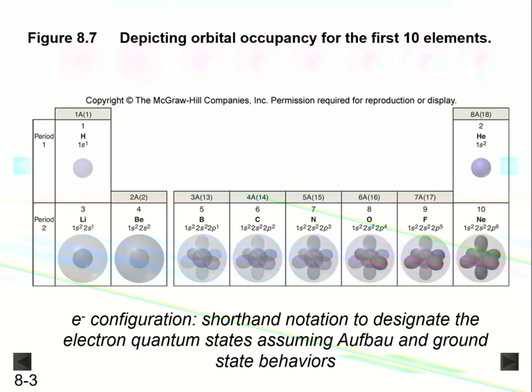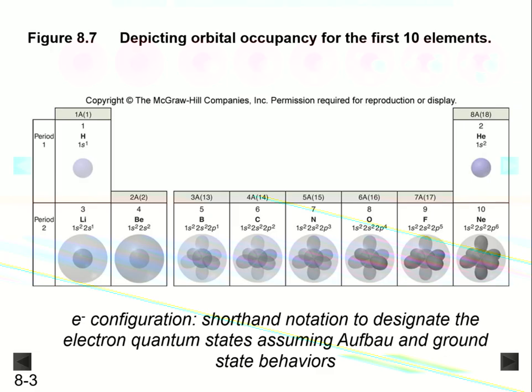So based on our last video, we have this concept of electron configuration. It's a shorthand notation to designate the electron quantum states, assuming ground state behaviors. Here, for the first 10 elements in this figure, we see what we call the electron configurations. We'll start off in the upper left-hand corner with hydrogen.